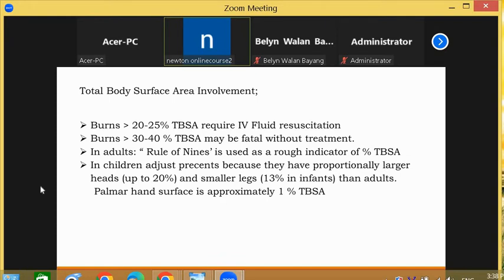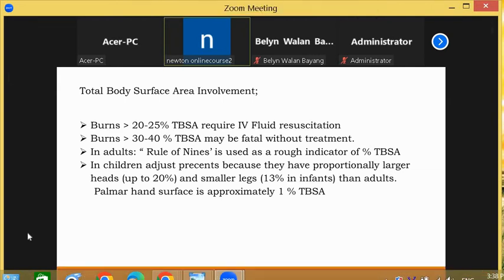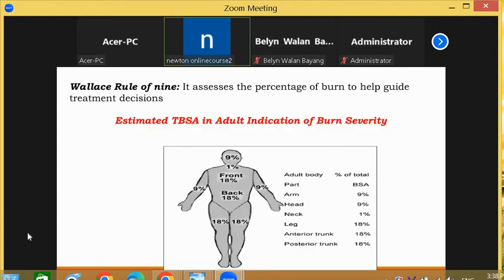If the person has 20 to 25% burns, the doctor will order IV fluid, that is intravenous fluid, and continuously give the treatment to the patient. Burns of 30 to 40% is a very dangerous condition. Based on this calculation, they will identify how to give the treatment to the patient.